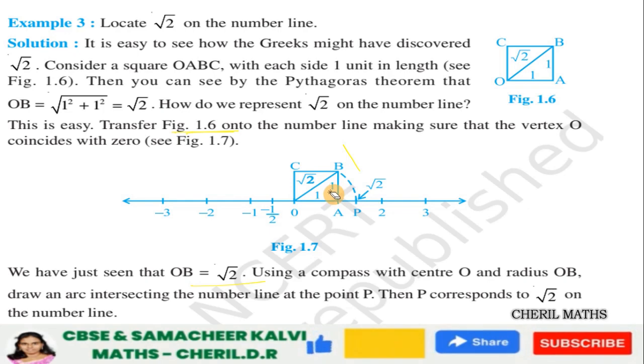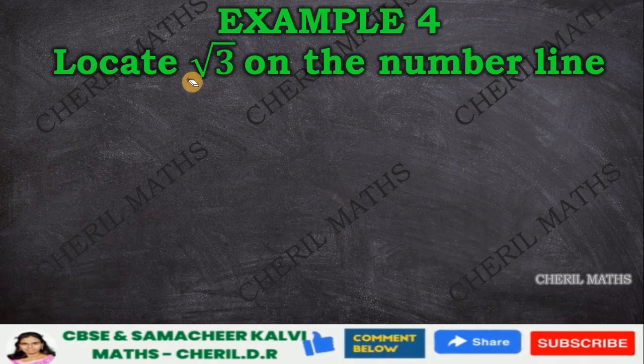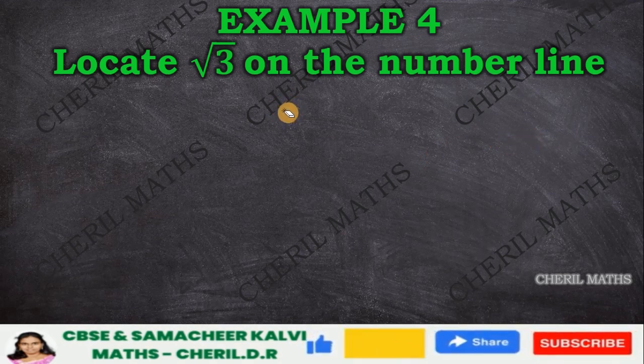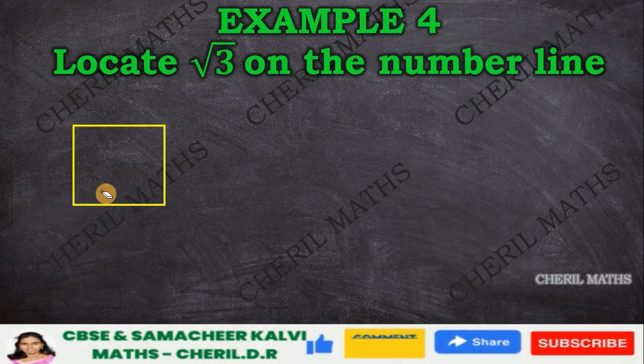So now we are going to look into example number 4. What is example number 4? We are asked to locate root 3 on the number line. So now you need to find root 3. The same Pythagoras theorem we are going to use here also. For that you need a square, or you can say a right angle triangle, basically, to get root 3.